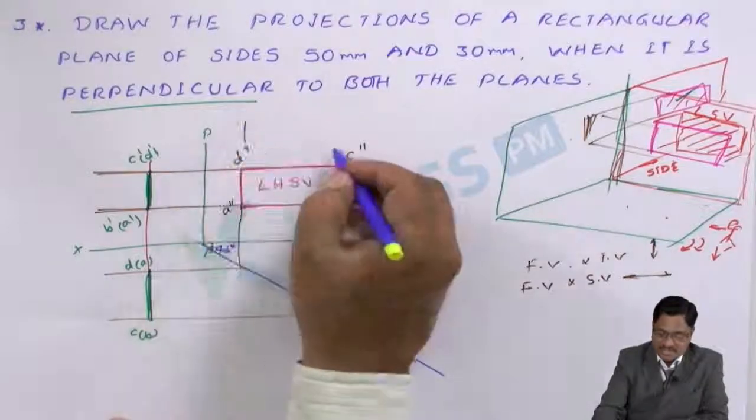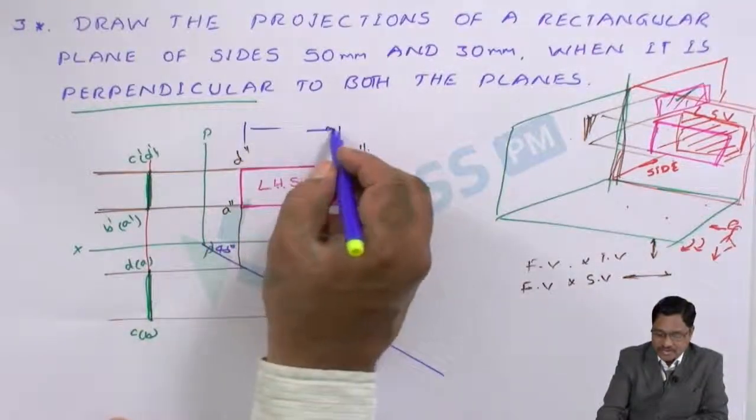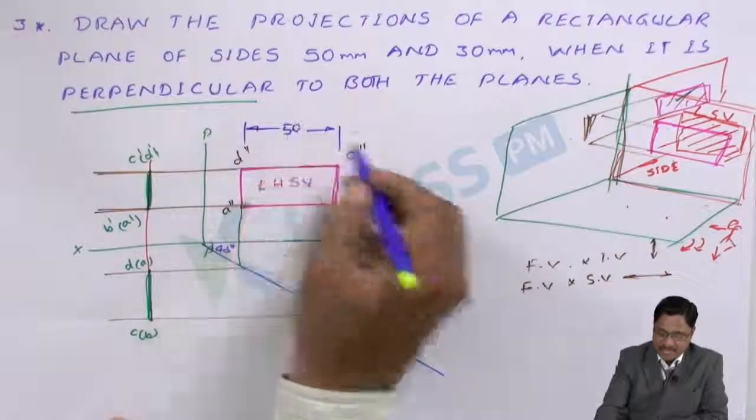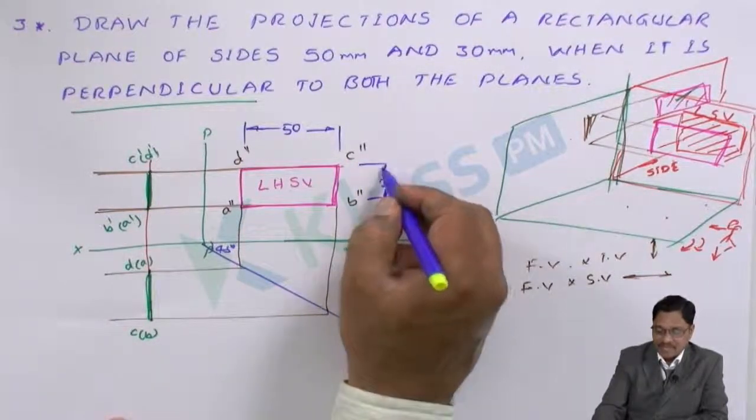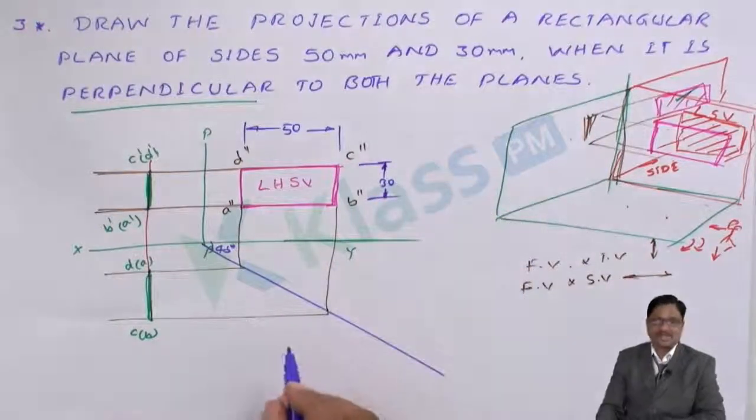What dimensions have been given? The length has been given, so show the length of 50 mm, and the side of 30 mm, with properly drawn arrowheads and extension lines.